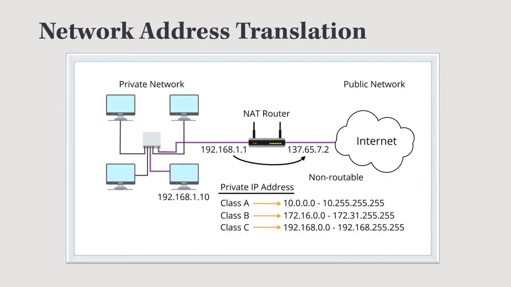So over on the left-hand side, we have our private network. And we see that inside the private network, we have our nodes. They're in the 192.168.1 domain. Remember, this is our Class C private network. And because these are private IP addresses, we cannot route these out to the public internet.